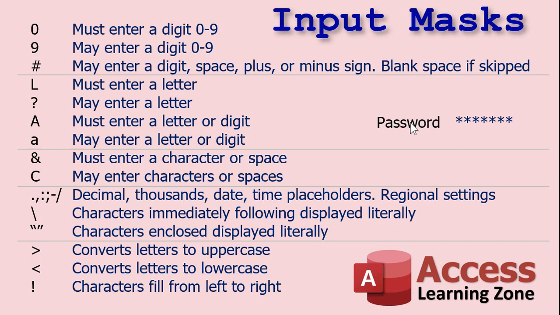You got a password, just type in the word password in the input mask and it will echo stars. All right, it'll store the actual data in the table, but you'll only see stars when you go to view it. Then you've got all the decimal, thousands, date, time, placeholders. That's based on your regional settings. For example, some countries you use a decimal point, some countries you use a comma for the decimal placeholder. And then there's, of course, the colon and semicolons and the dashes and slashes for dates. A backslash means the character immediately following the backslash is literally displayed.